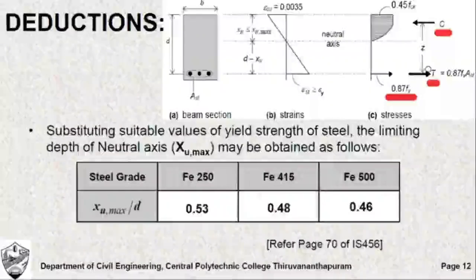We know that the entire effective depth is expressed as D from the extreme compression fiber to the level of steel. And to find Z, you need this distance. This distance we obtained as 0.42 XU. So D minus 0.42 XU will give you the lever arm.